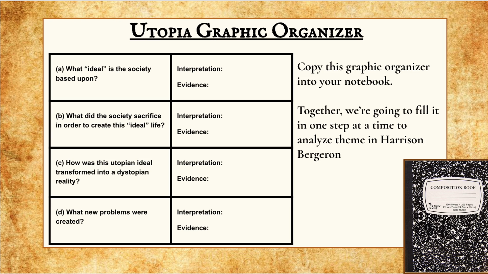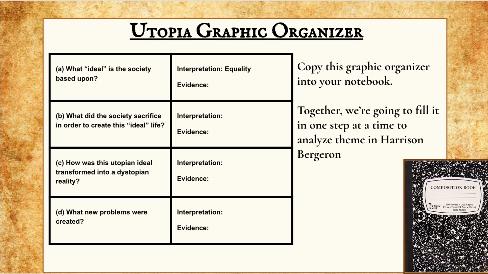All right, sailors, now that you have a graphic organizer with plenty of room to write in, let's get started with A. What ideal is the society based upon? Well, this society is based on the ideal of equality. It's really important to everybody in this story that everyone is the same. Anybody who is exceptional or different needs to be pushed down. Their abilities need to be made worse so that nobody feels bad about themselves and everybody is on equal footing.